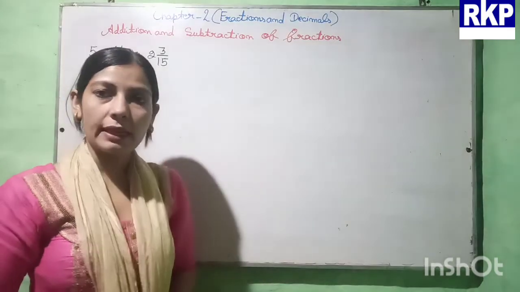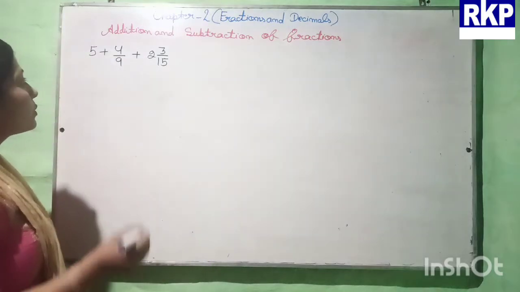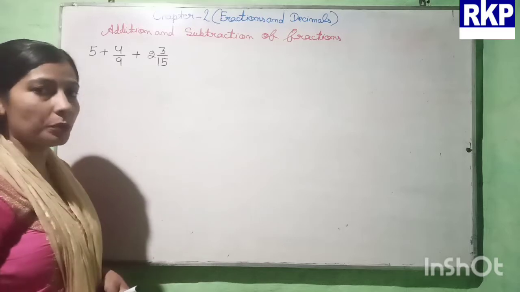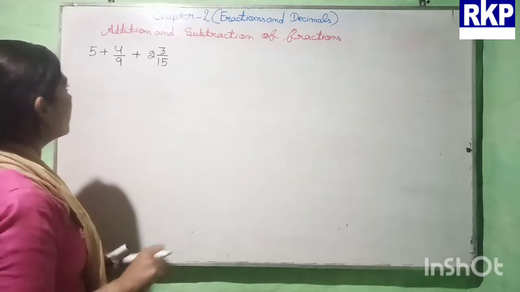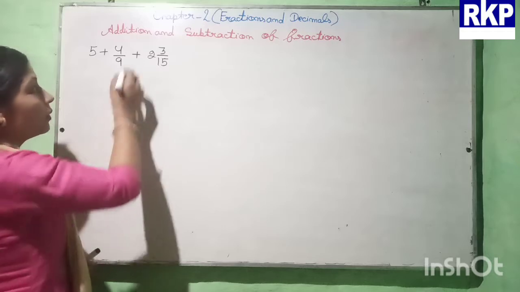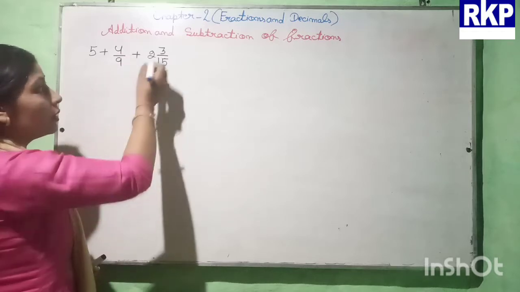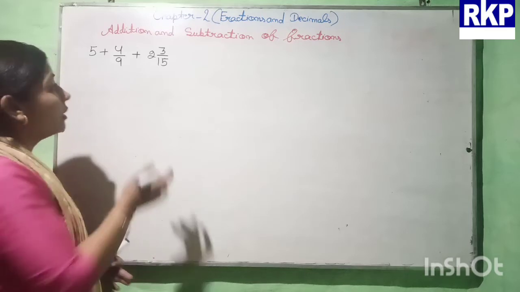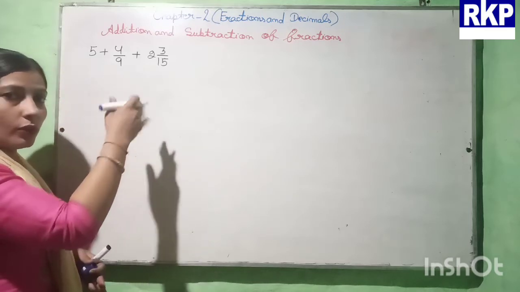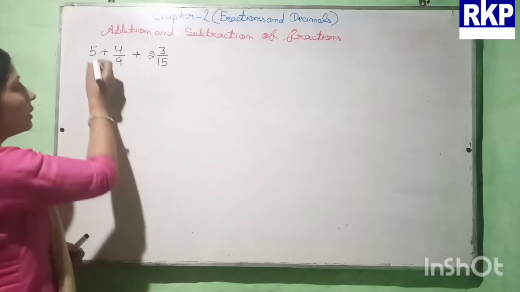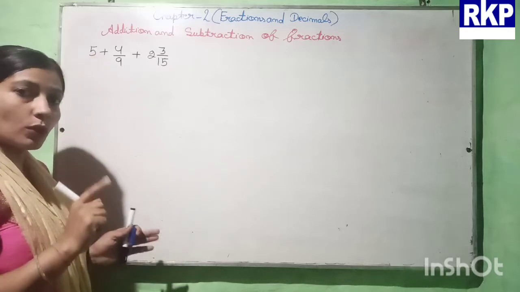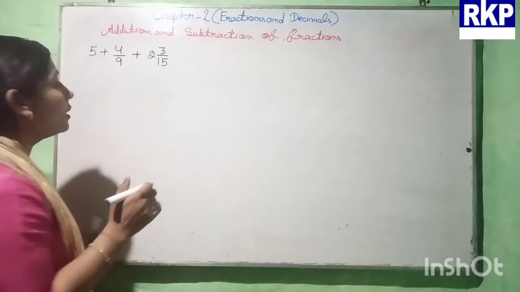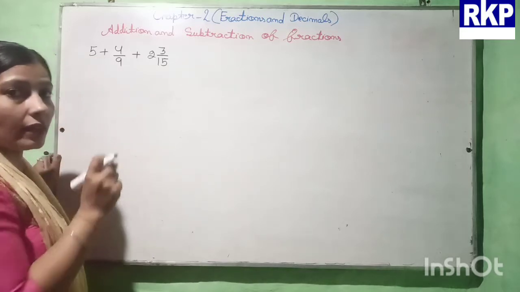Okay, now students, let us take one more example. Here we have to add 5, 4 by 9 and 2 and 3 by 15. So here beta, one is a whole number, one is a proper fraction, and one is a mixed fraction. Okay, so how can we add these? We have to add these also like the first question. But here we have 5, so first we will convert it into a fraction. First we will write it as a fraction.